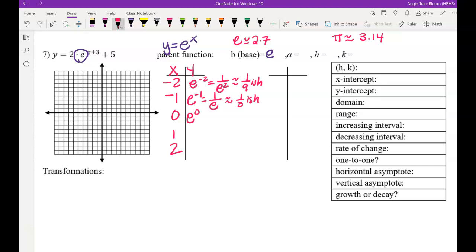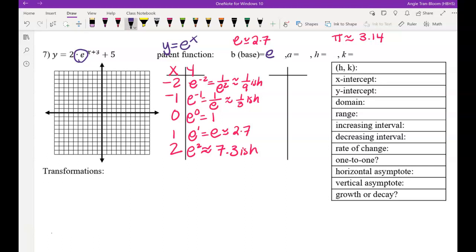e to the 0 is going to be 1. e to the 1 equals e, which is about 2.7. See, less than 3. e squared, remember, e is about 2.7, so 2.7 times 2.7 is about 7.29, 7.3. So plot a dot around there, okay?